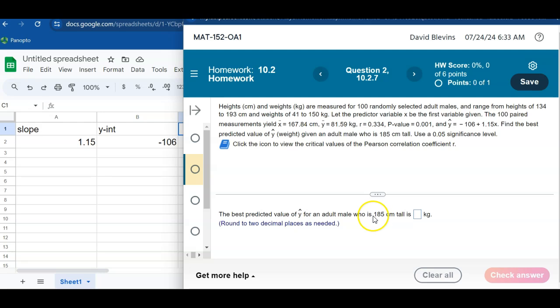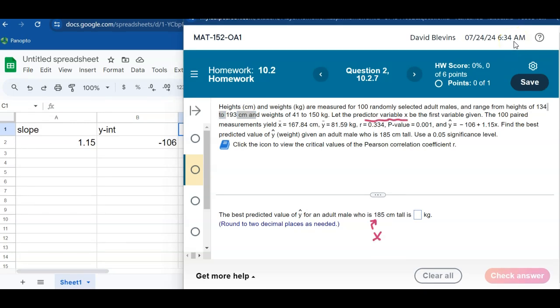Now, the male who's 185 centimeters tall. The first thing you want to do is look at your range of data: heights from 134 to 193 centimeters. That 185 is in there. If it wasn't, the line of best fit may or may not be useful. That's called extrapolation, and it makes an assumption that this linear pattern continues beyond our data, which is not always the case. So when we have strong correlation and the p-value is less than alpha, we're going to use this line to make this prediction.